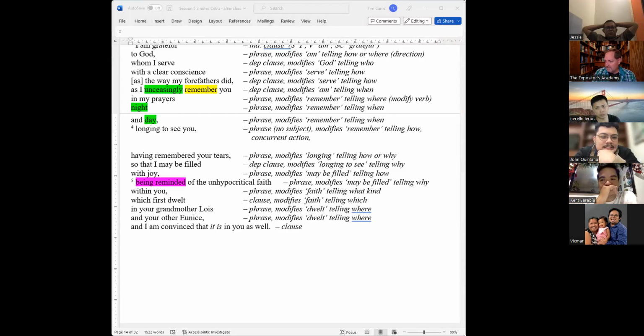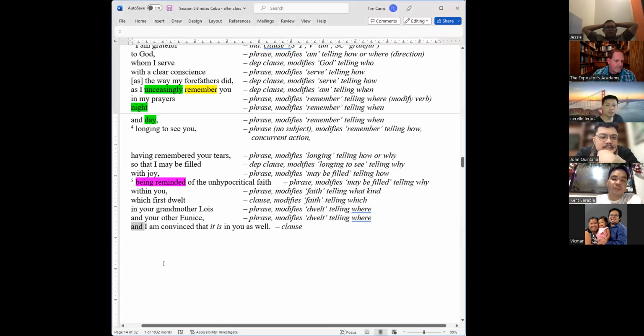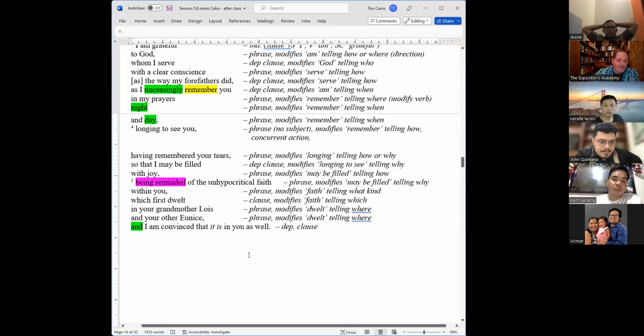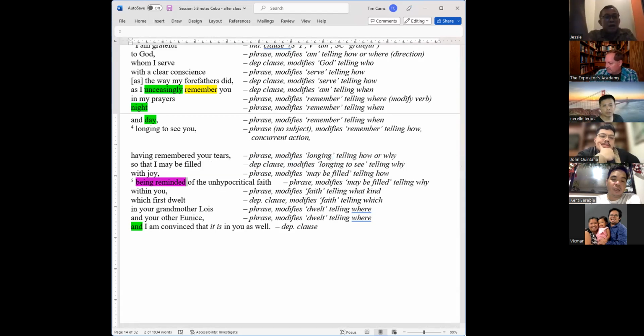Check the conjunction. Notice we have a conjunction here. Yes, it's dependent. Well, what's that conjunction connected to then? So it has to connect to another dependent clause, right, if you're saying it's dependent. Being reminded, okay, that's a phrase, it's not a dependent clause.